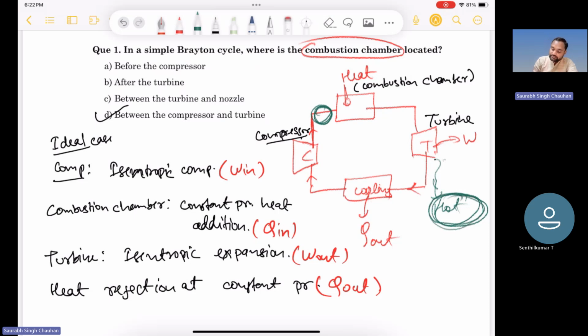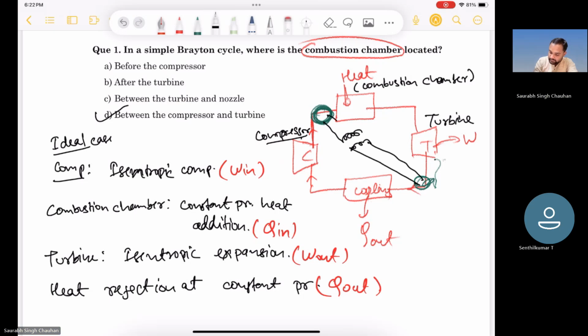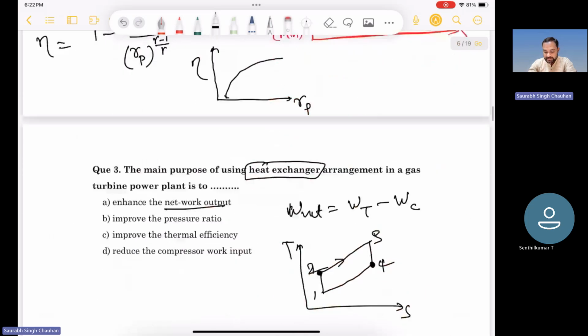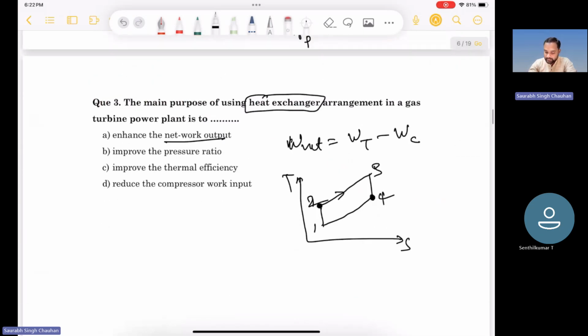So we can make an arrangement of a heat exchanger between this point and the exit of the turbine. If we can exchange the heat between these 2 points, right? So what will happen? We will be able to utilize some part of the energy of the exhaust gases. Okay, so this is what is meant by using a heat exchanger, to increase the net work output.